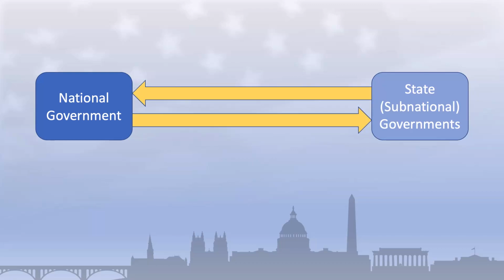So in this video, we're going to look at how the distribution of power and authority in our federal system has changed over time. What factors account for the evolution of our political system over time? That's what we'll consider now.